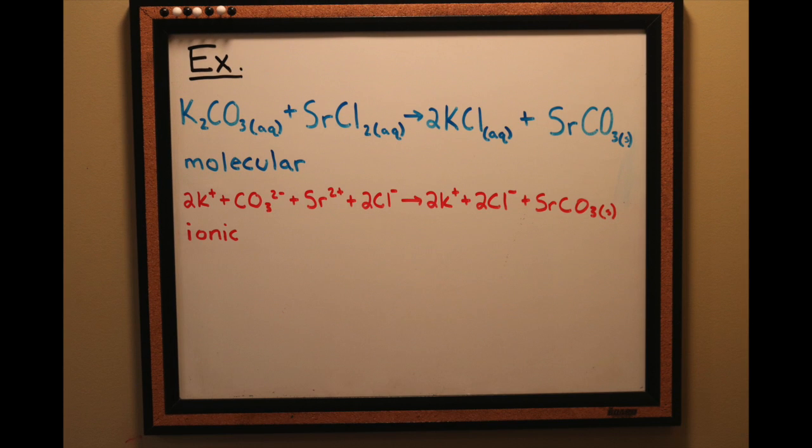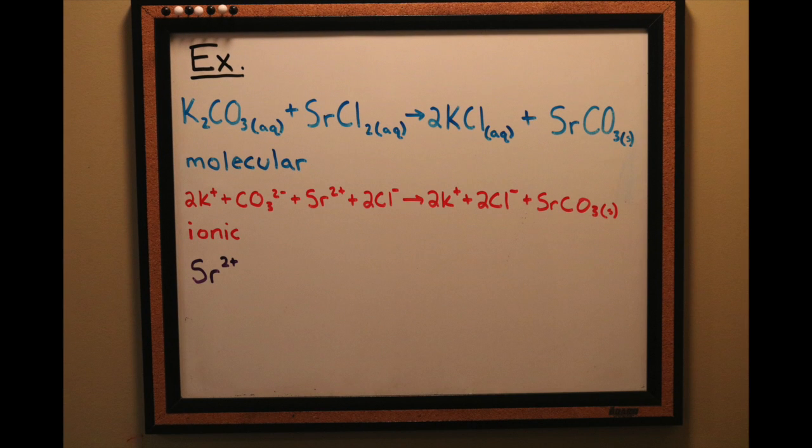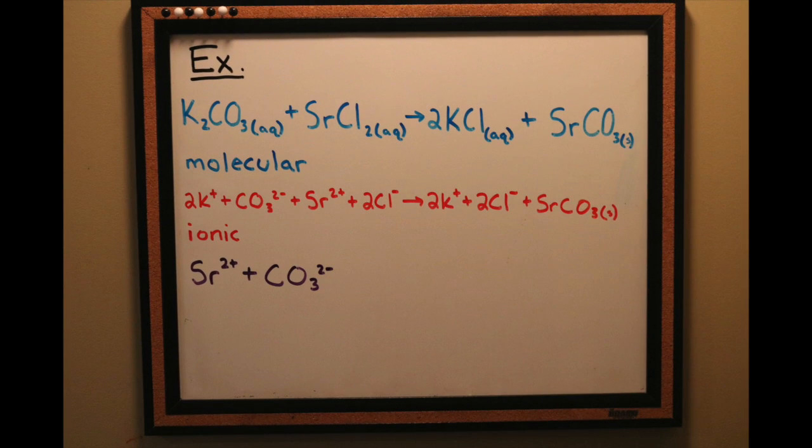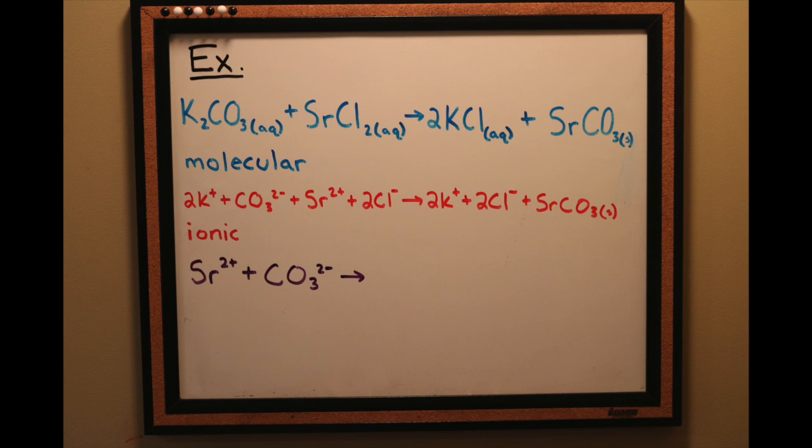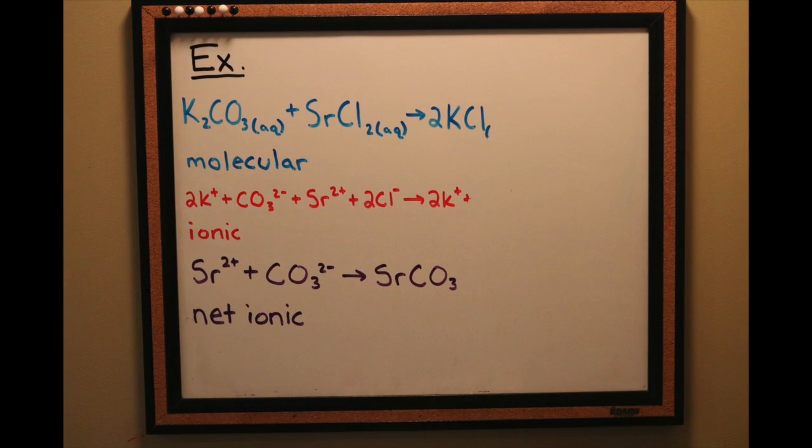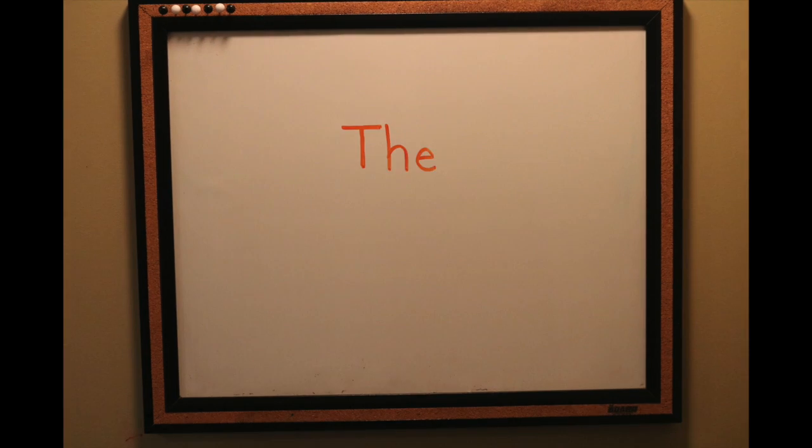K+ and Cl- are spectators, so they are not directly involved in the reaction. The equation for what is actually reacting is Sr2+ plus CO3 2- yields SrCO3 solid. That is the net ionic equation. That's it for reactions.